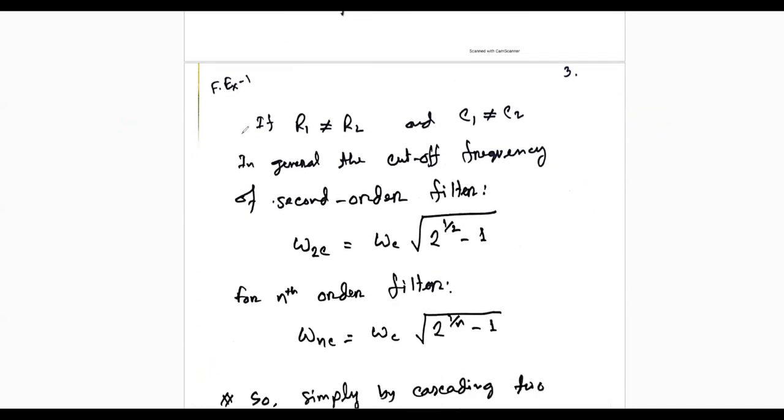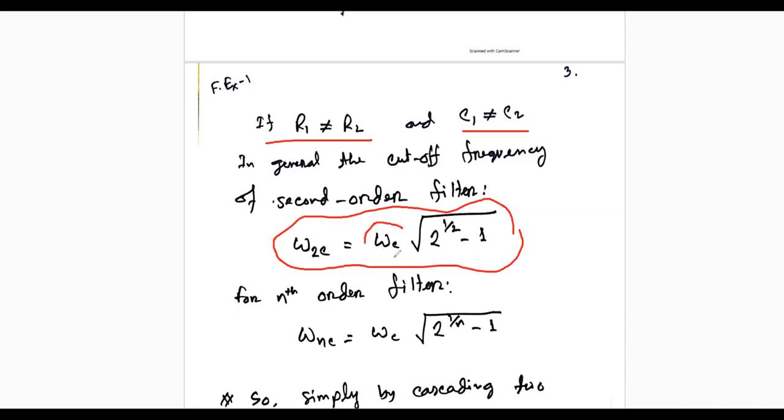However, if R1 is not equal to R2 and C1 is not equal to C2, in general, the cutoff frequency of the second order filter can be written like this, with respect to the first order cutoff frequency. So how will it be shifted? How much will it be shifted?